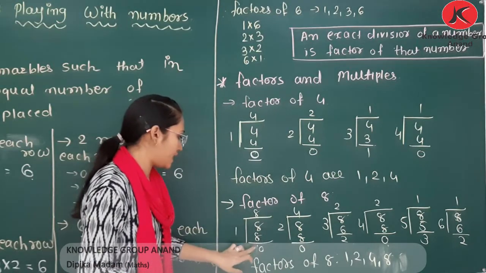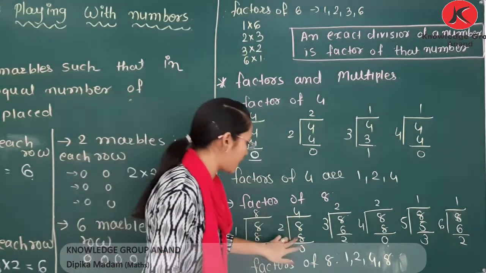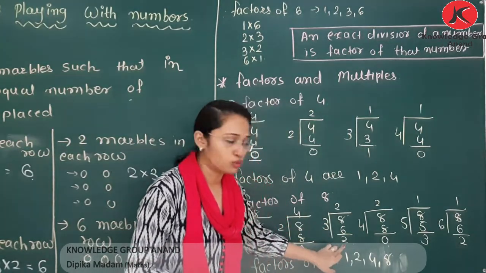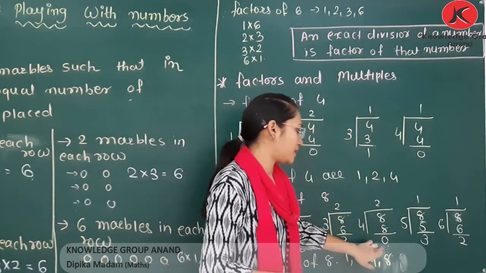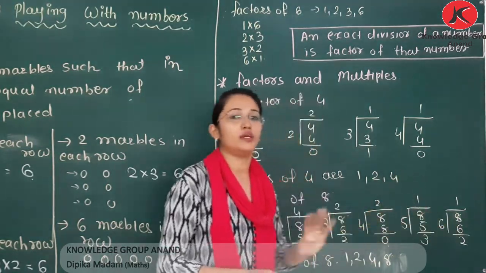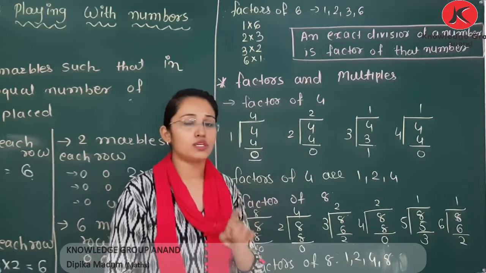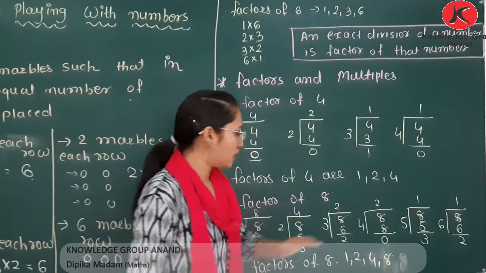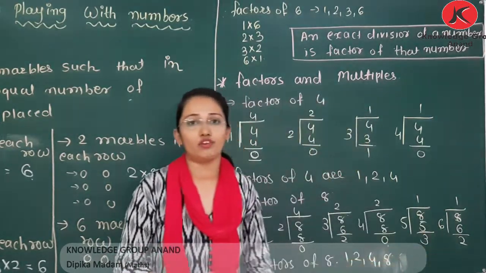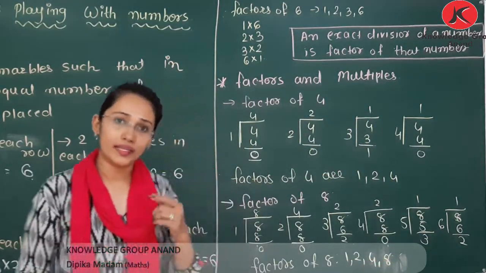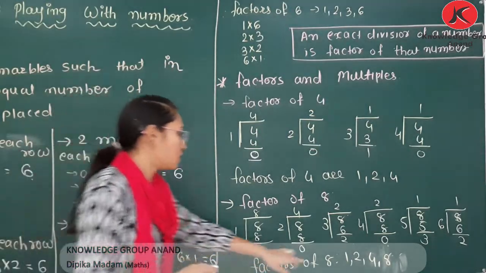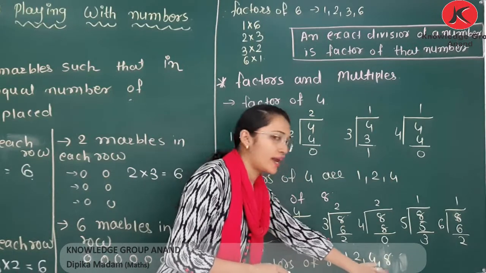Okay, now we will check it for 8. So 1 8s are 8, remainder is 0. 2 4s are 8, remainder is 0. 3 2s are 6, remainder is 2. 4 2s are 8, remainder is 0. We can check for 5, 6, 7 and 8. 5, 6 and 7 will give a remainder: in 5 remainder is 3, in 6 remainder is 2 and in 7 you will get remainder 1. But in 8 you will get remainder 0. So what are the factors of 8? 1, 2, 4 and 8.